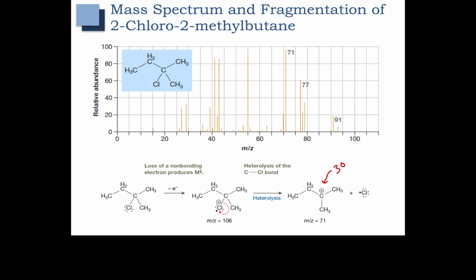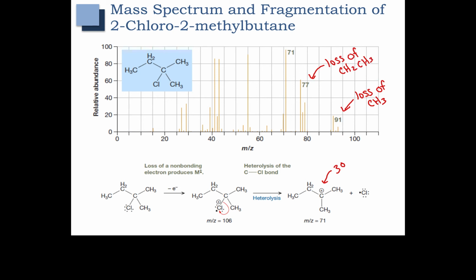When we have really stable fragments that can form, like this one here, then a lot of times we don't even see any of our molecular ion. So that explains the peak at 71. What then are the peaks at 77 and 91? If you're doing any math, the peak at 91 is loss of a methyl, and the peak at 77 is loss of an ethyl.